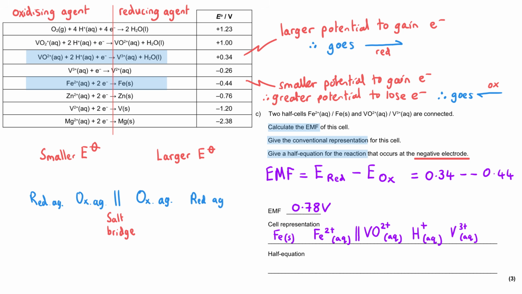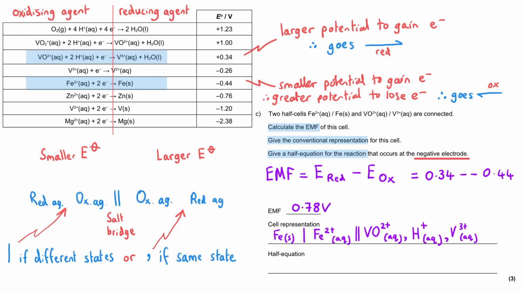The next thing that we need to do is to separate our oxidizing agents and reducing agents. If they have different physical states, we separate them with a vertical solid line. If they're in the same state, we separate them with a comma. Iron is a solid, iron 2+ is aqueous, so a solid line is appropriate here. For the vanadium half equation, all of the crucial chemicals are aqueous, so we separate them all with commas.